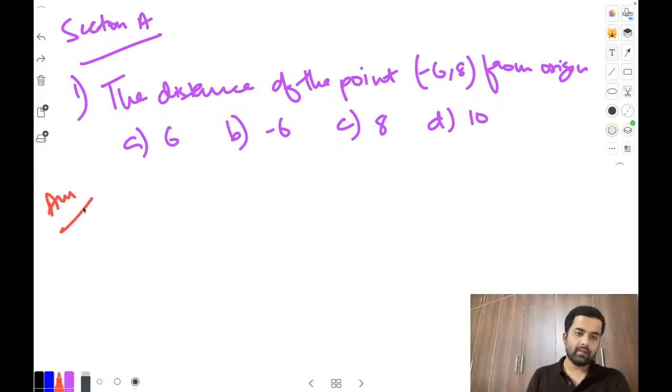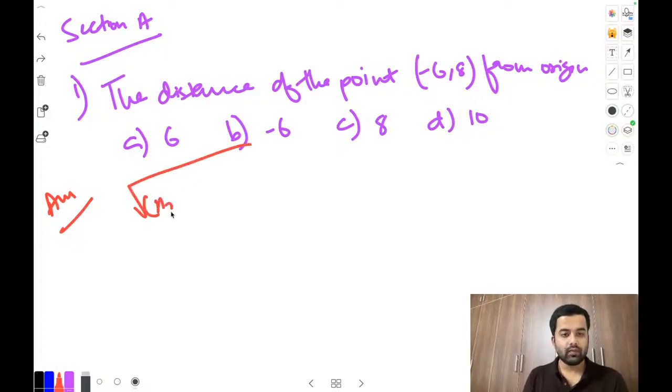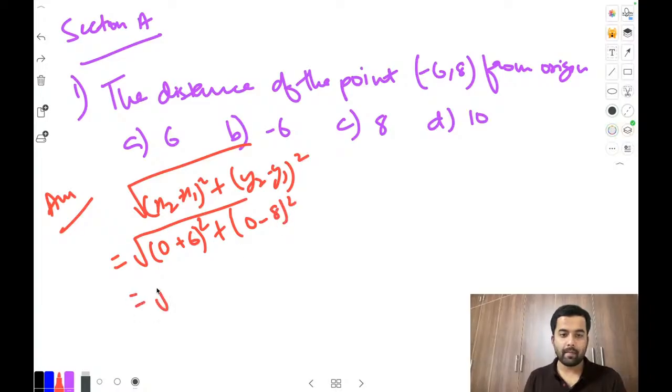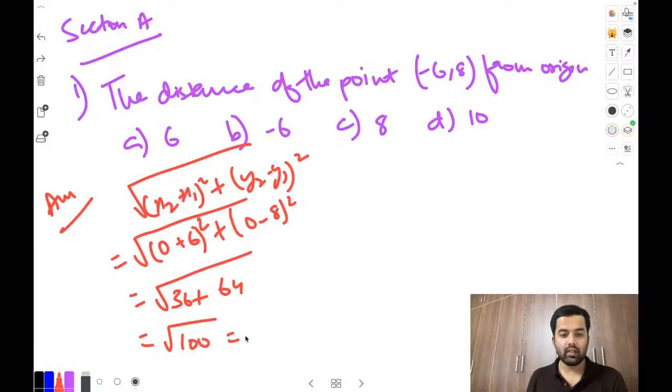Figure out. As we know, root under x2 minus x1 whole square plus y2 minus y1 whole square is a formula. So let's keep the values here. X2 value is what? 0 minus x1 is what? -6. So this becomes +6. Here again 0 minus 8 whole square. Okay, next will be what? 36 plus 64. After addition will come what? 100, and the answer becomes 10.